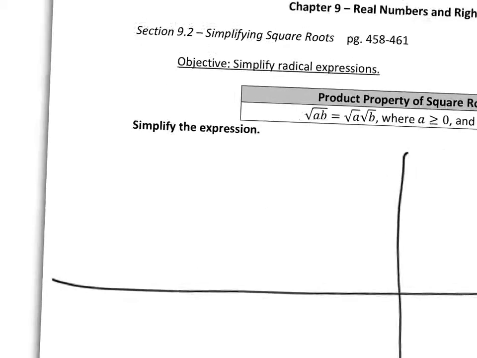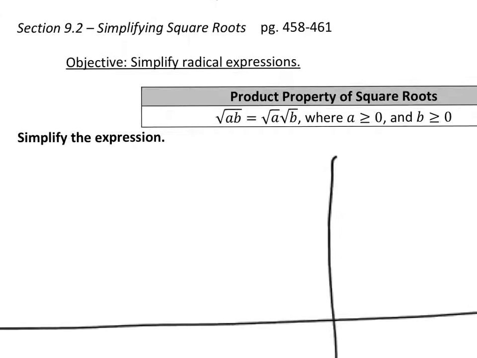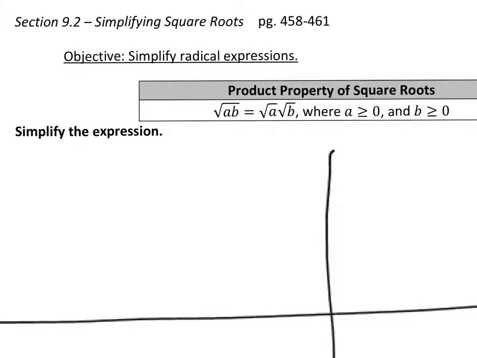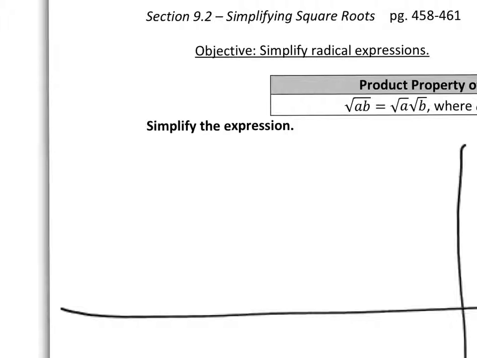So I have 6 examples for you. And the good thing about this today is it's kind of a concept that you already know how to do. Now your book talks about a different way to simplify square roots, but we're going to learn a different way.